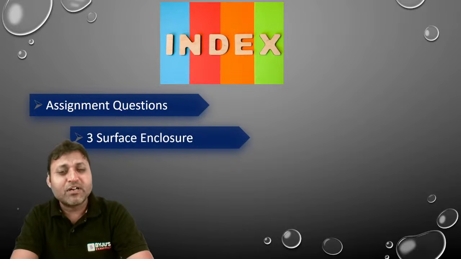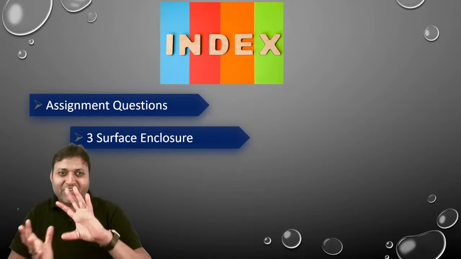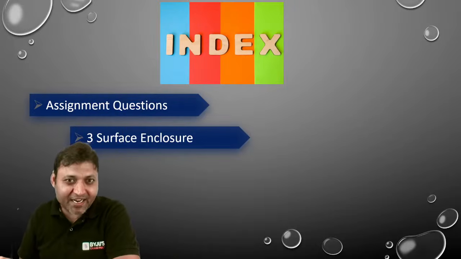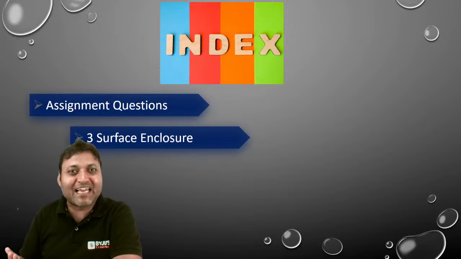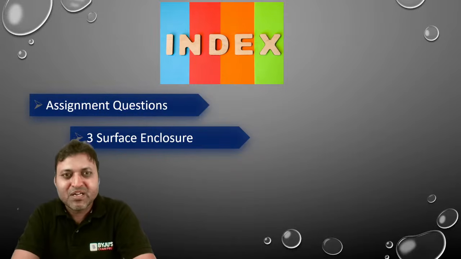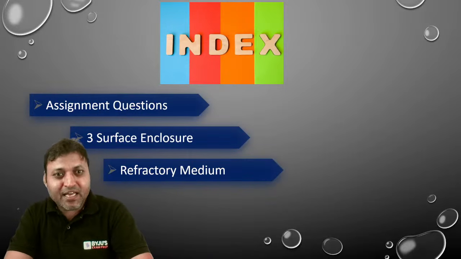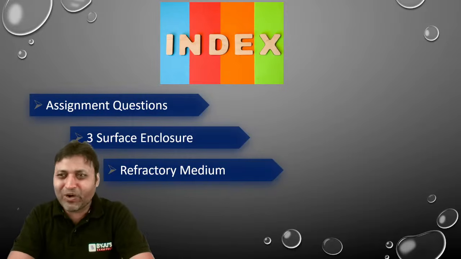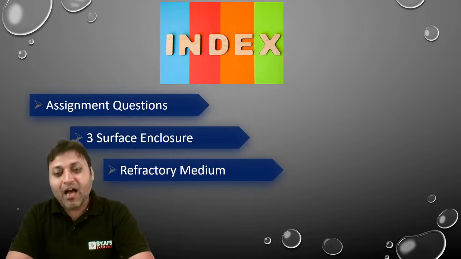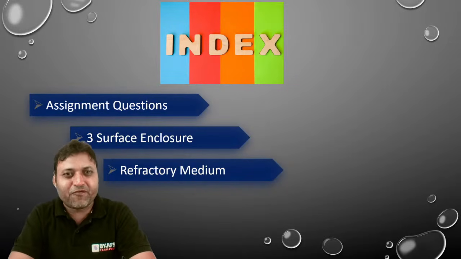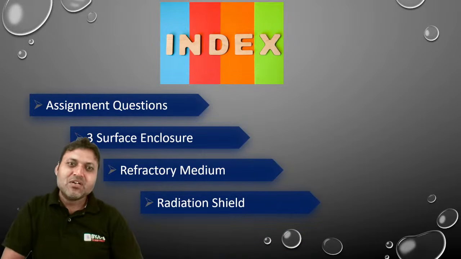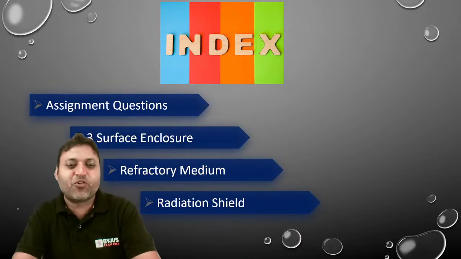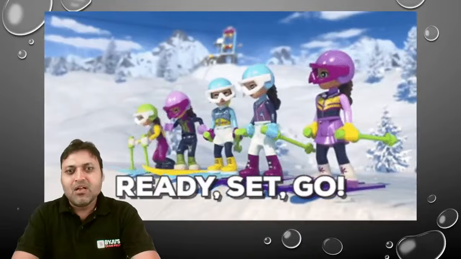Then we will talk about the 3 surface enclosure. We have discussed the 2 surface enclosure, how to draw the circuit diagram. Now we will be talking about the 3 surface enclosure, how to draw the electrical analogy circuit diagram and how to analyze it. Then we will move to another concept, that is refractory medium. What is the refractory medium? Does anybody have any doubt, or any information or knowledge about refractory medium? And lastly, we will be talking about the radiation shield. So this will be our agenda for today's discussion. All right, shall we start?